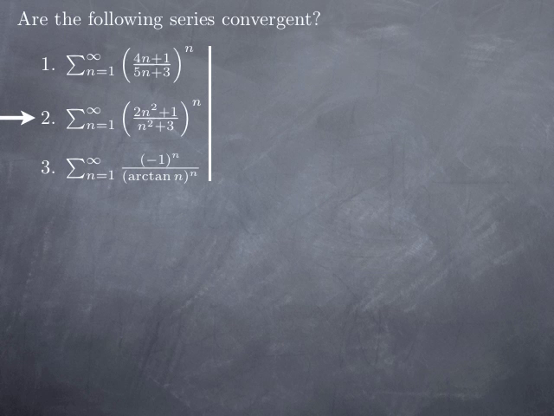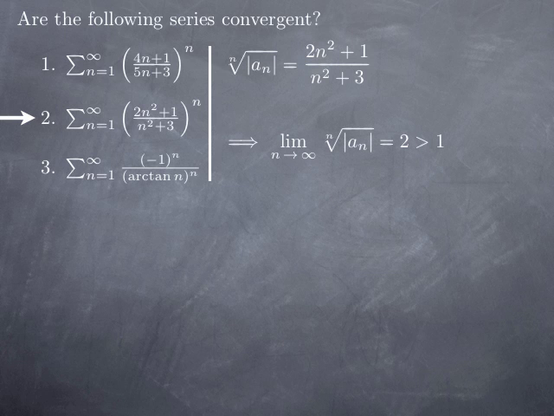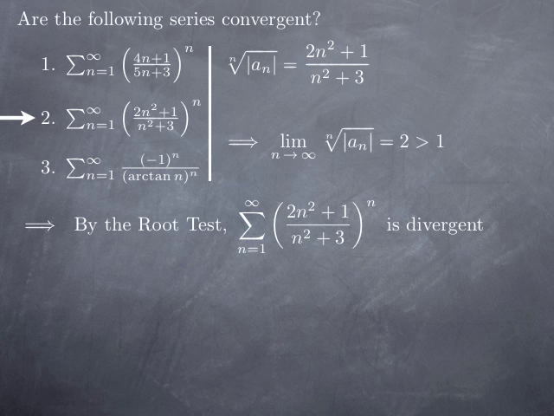In the second case, again, the nth root of the absolute value of a_n is simply what we have under the power n, so that's (2n^2+1)/(n^2+3). Again, quotient of 2 polynomials of the same degree. The limit is the quotient of the leading coefficients, 2 over 1. So the limit is 2, which is greater than 1, and that means that by the root test we can conclude that this series is divergent.